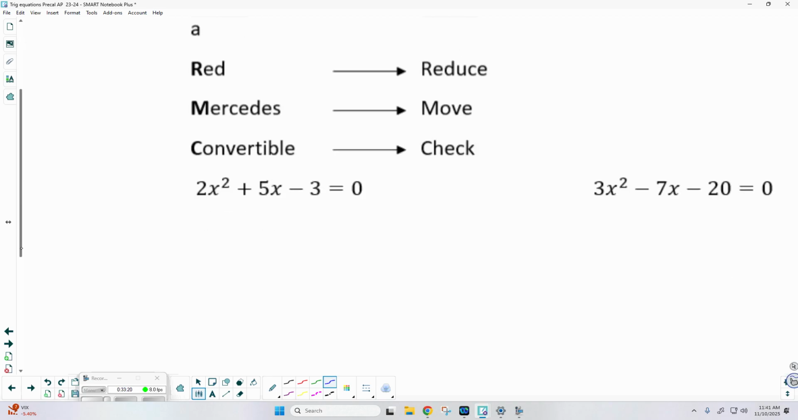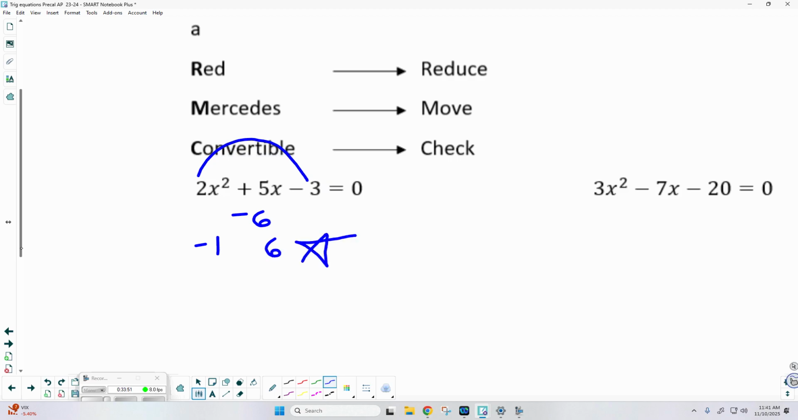Let's say I wanted to factor 2x squared plus 5x minus 3. Well, the M stands for multiply. You're going to multiply the leading coefficient times your constant. That's a negative 6. Now you're going to factor. This is very similar to the guess and check portion. What two numbers will multiply to give me negative 6, but add to give me positive 5? It would have to be negative 1 and 6.